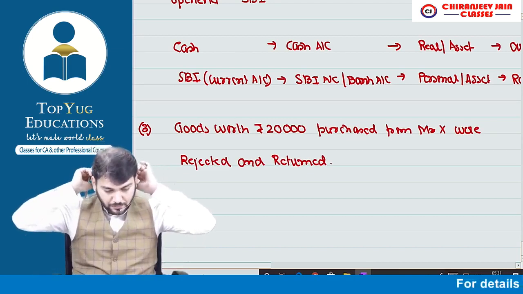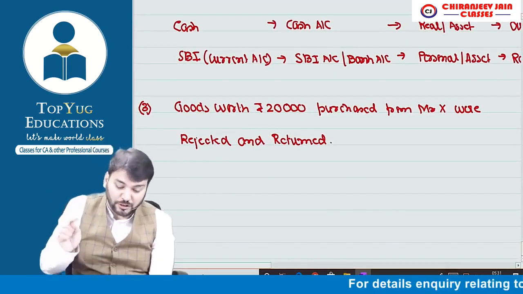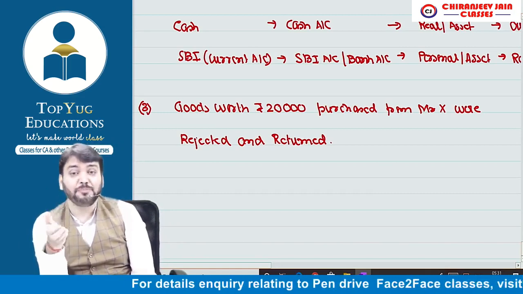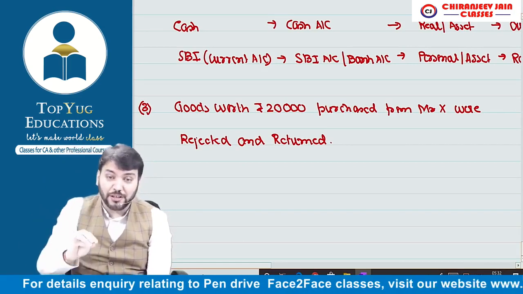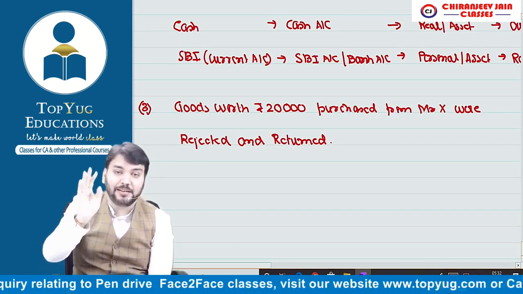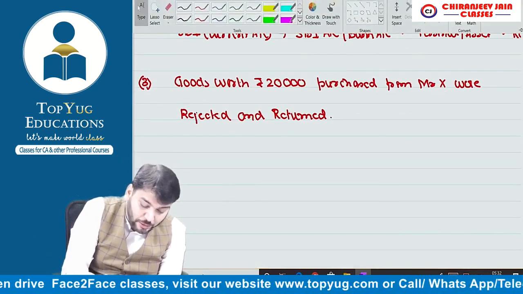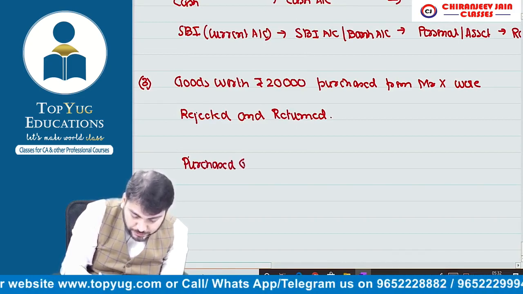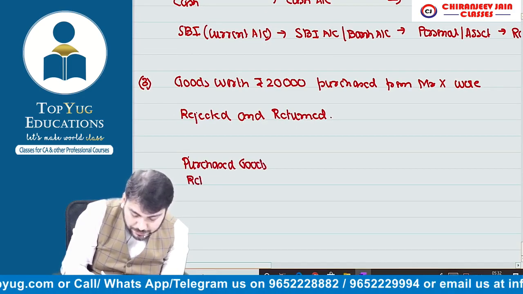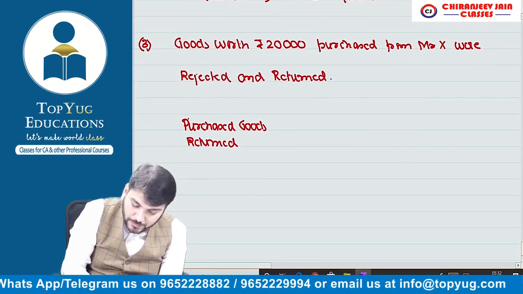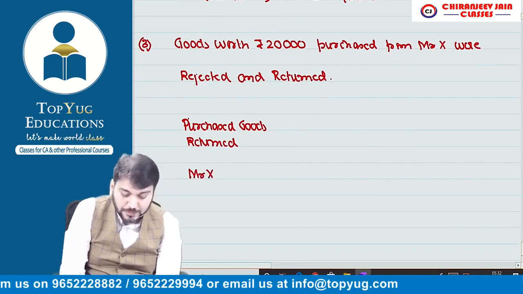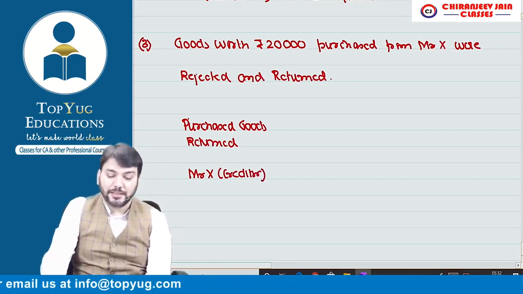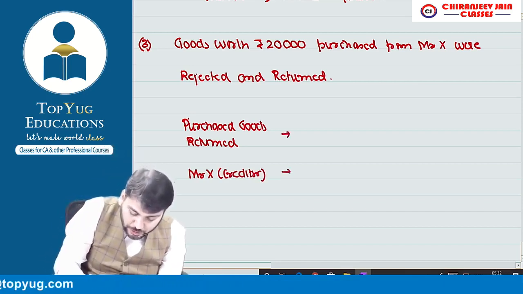Now everyone, goods worth rupees 20,000 purchased from Mr. X. In my earlier example, from Mr. X we purchased some goods. Now out of whatever goods we purchased, goods worth rupees 20,000 were rejected and returned. Rejected and returned means there are two aspects. One is purchase goods returned, to whom? To Mr. X. And Mr. X was a creditor. I am writing in bracket, he is a creditor. Correct? Understood?